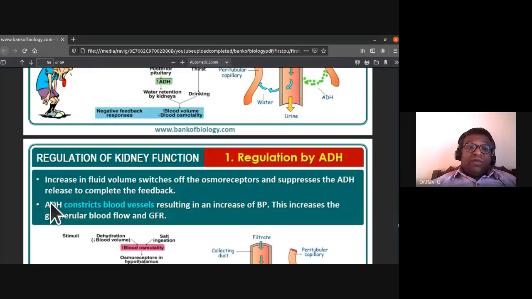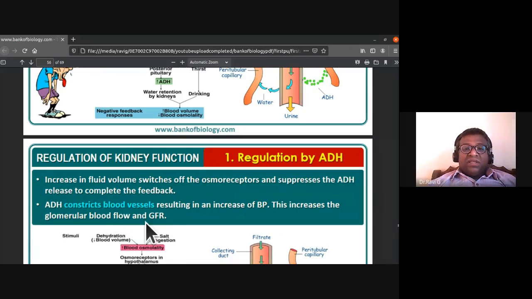An increase in fluid volume switches off the osmoreceptors. It is an opposite effect and suppresses the ADH release to complete the feedback. ADH also constricts blood vessels, resulting in an increase of blood pressure. So this increases the glomerular blood flow and glomerular filtrate rate.